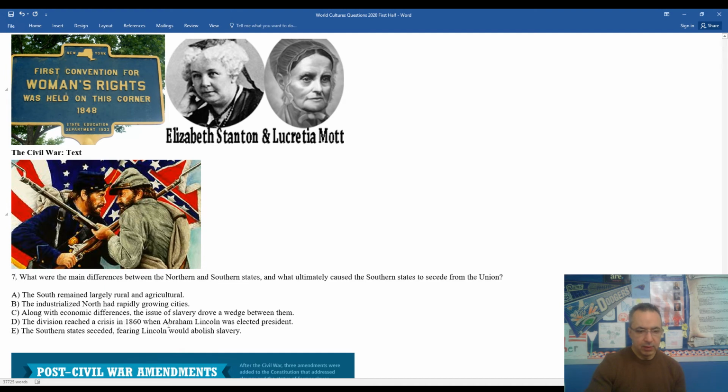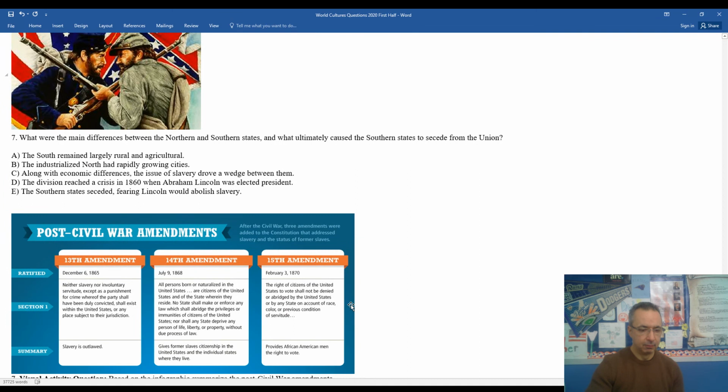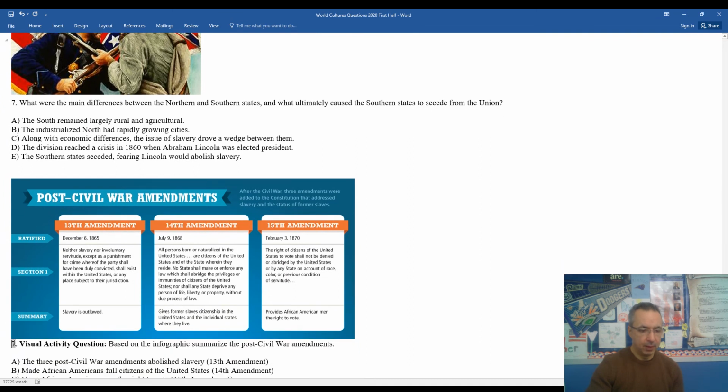The division reached a crisis state when in 1860 Abraham Lincoln was elected president. A lot of the southern states and southern leaders thought that Lincoln would look to end slavery. So fearing that he would abolish slavery, they preemptively seceded from the Union with their goal to form an independent country.